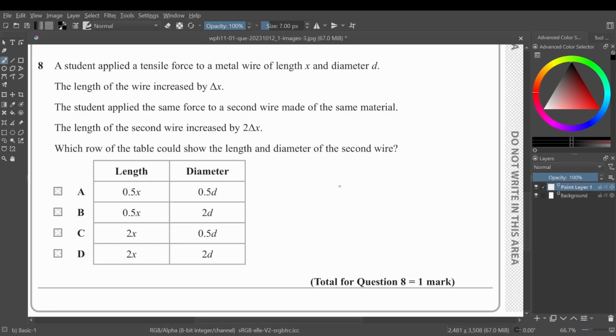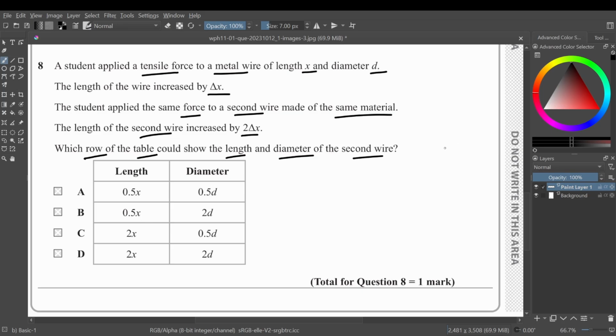Okay, so we have a question right here. It basically says that a student applied a tensile force to a metal wire of length x and diameter d. The length of the wire increased by delta x. The student applied the same force to a second wire of the same material. Okay, the length of the second wire increased by 2 delta x. Which row of the table could show the length and the diameter of the second wire?